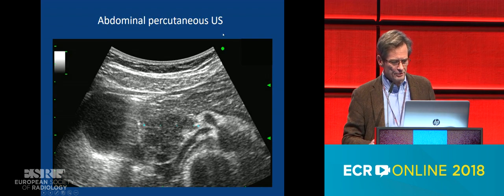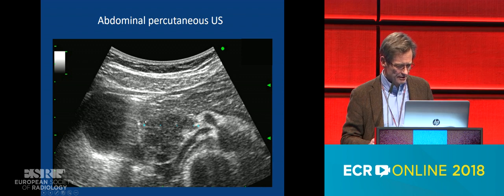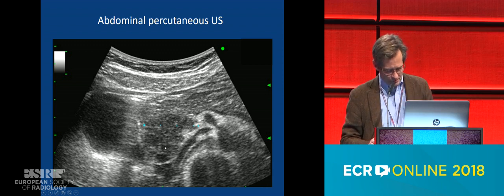She had an abdominal percutaneous ultrasound, and you are here at the level of the pancreas in this axial view, and you see that there is a hypoechoic lesion that is not that well delineated. It looks like being located in the posterior segment of the head of the pancreas, and apparently we have no ductal dilatation.